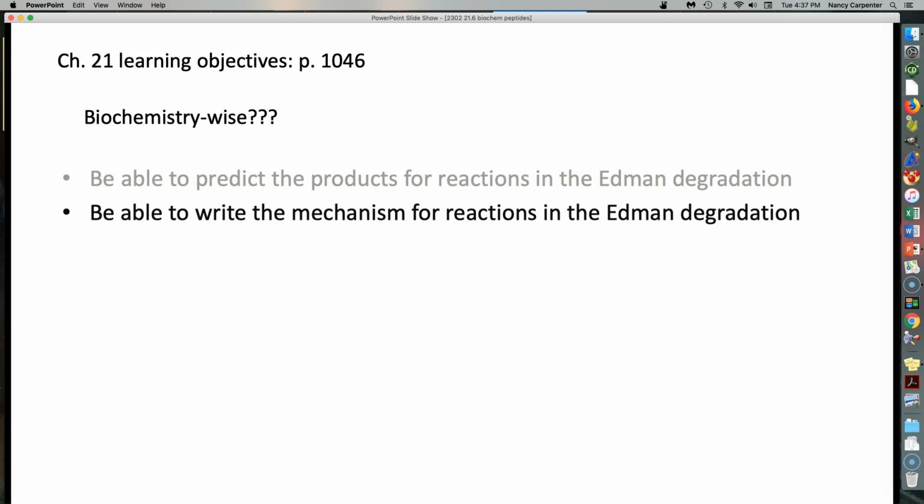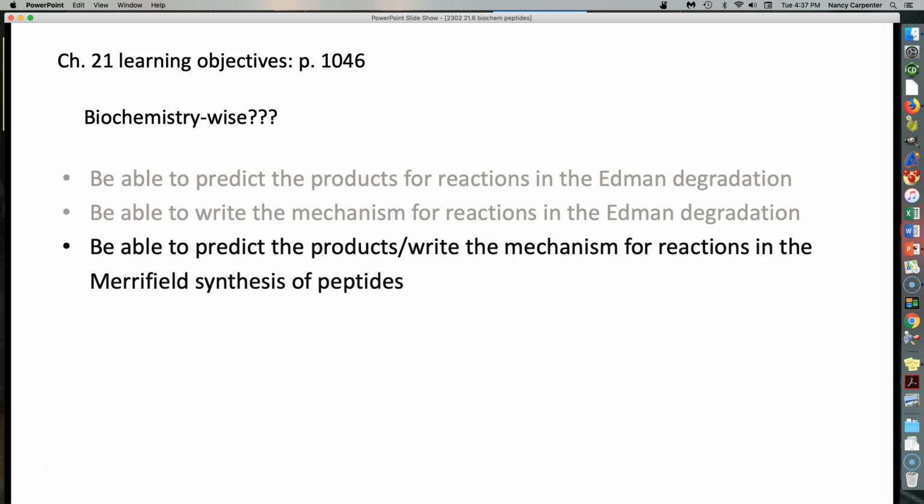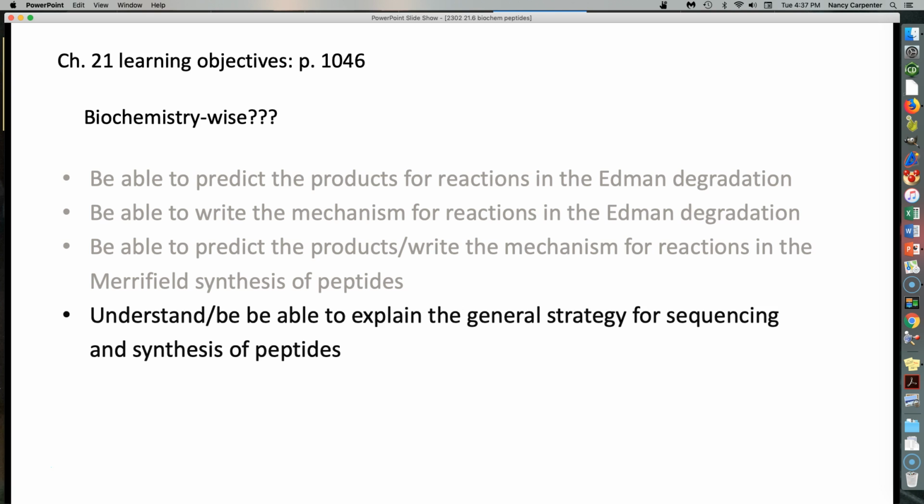Be able similarly to write the mechanism and the products for any of the reactions in the Edman degradation and this Merrifield synthesis. Just look at the reactions, make sure they make sense, and that you understand what's the nucleophile and what's the electrophile. It's really cool stuff. Okay, and then finally, just in general, be able to describe the big picture of how we can use solid phase synthesis to piece together a polypeptide of defined sequence.